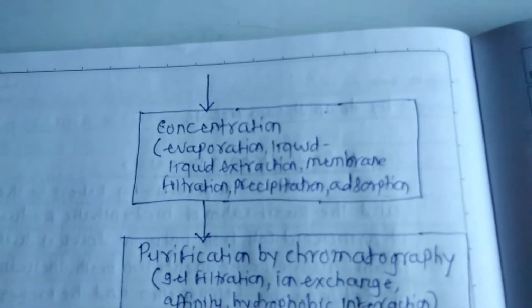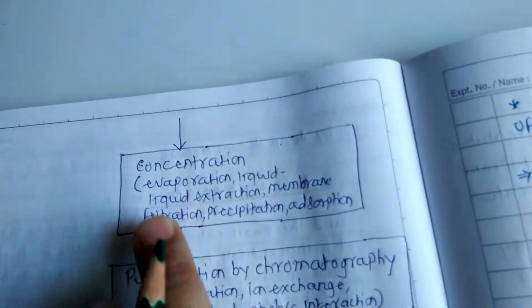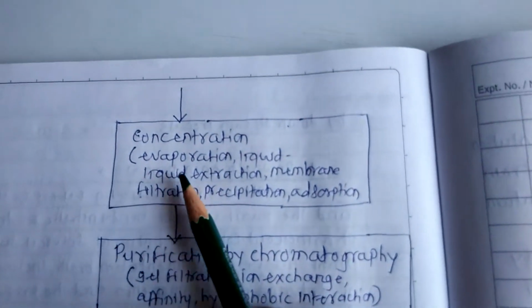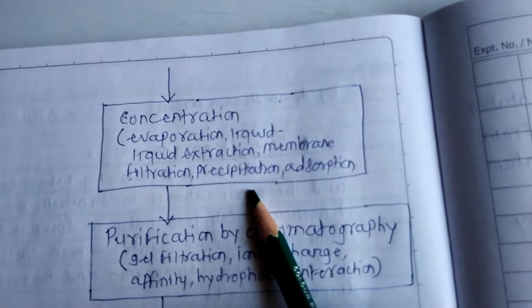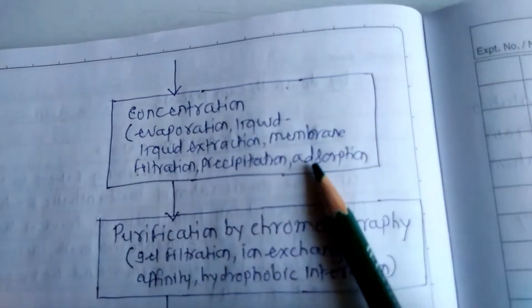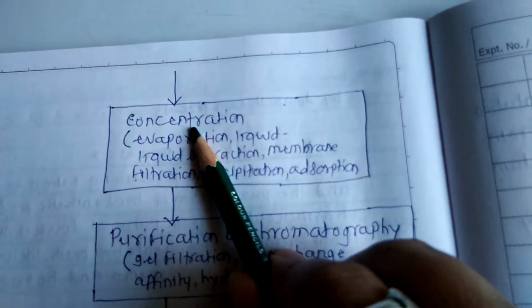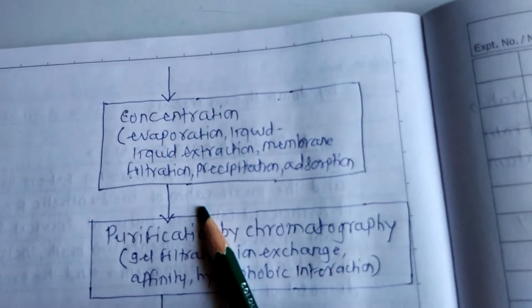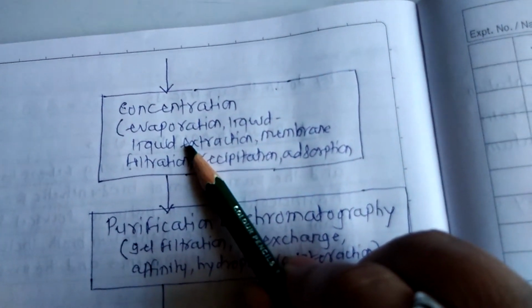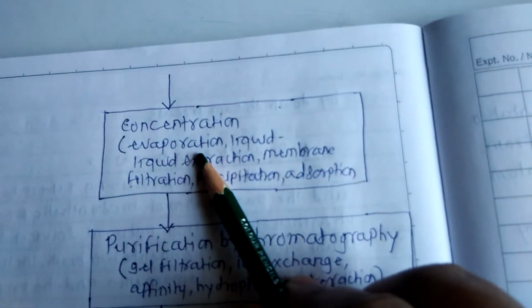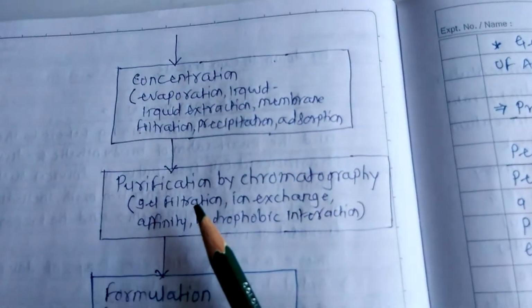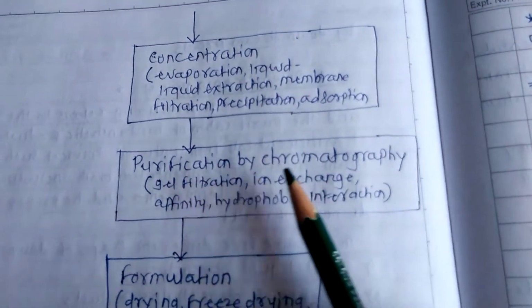Next is concentration. After separation of the product from the broth, there is concentration, which means the product is concentrated. The methods used for that are evaporation, liquid extraction, membrane filtration, precipitation and adsorption. These different methods are used for concentration, and the product is concentrated at one point, either at the bottom, in the middle of the media, or at the surface of the media. After concentration, the product is purified by using chromatography.